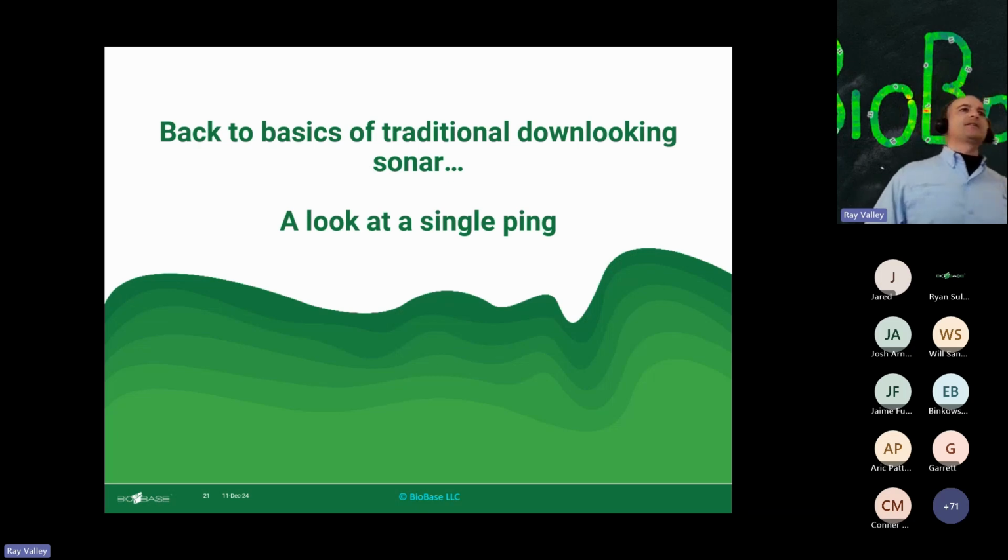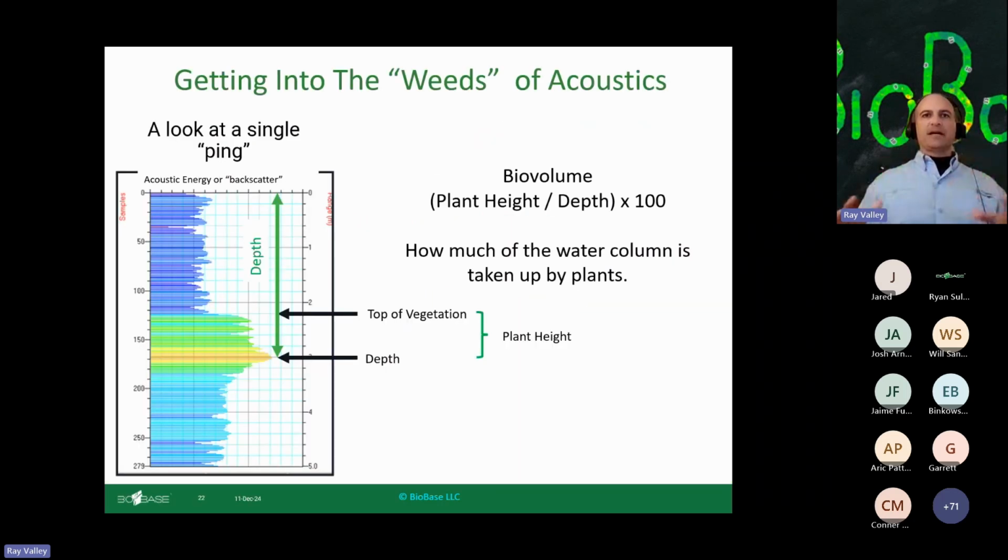All right, so now back to the basics of traditional down looking sonar, and let's take a look at a single ping, and we'll trace that up to the map. So we talk about a single ping. Ping as a data point is, and these devices are pinging at 20 data points per second. So that's a lot of data.